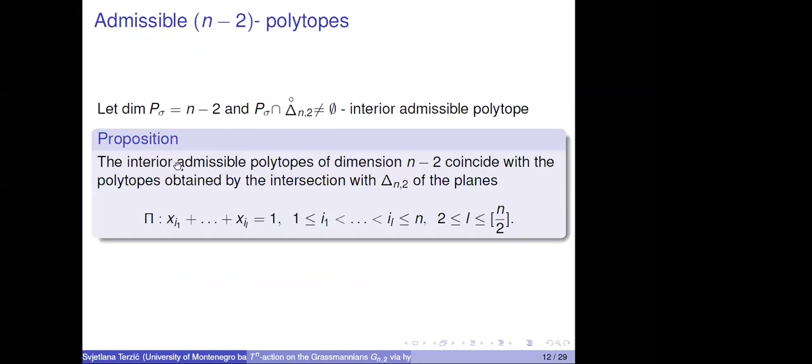And the first result in this direction is that the family of interior admissible polytopes of dimension n-2 consists of those polytopes which I obtain by the intersection of Delta_n,2 with the following planes. Here we have the sum over at least two elements, and the number of elements is less than or equal to the integer part of n/2, because the sum of all coordinates is 2, so we have symmetries.